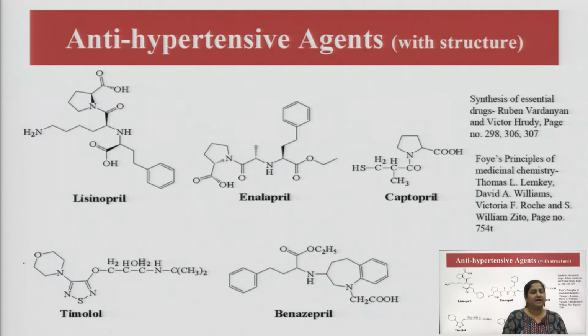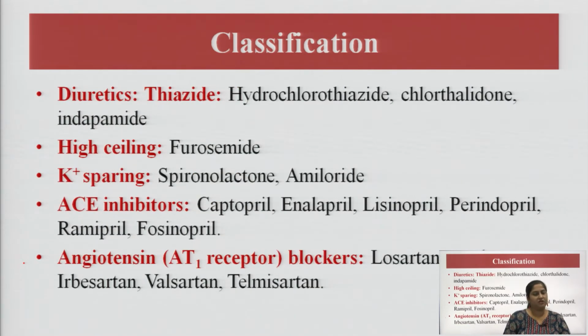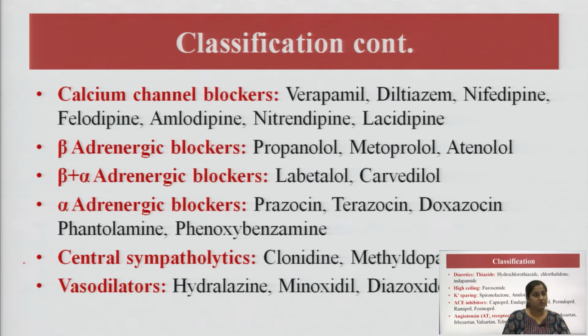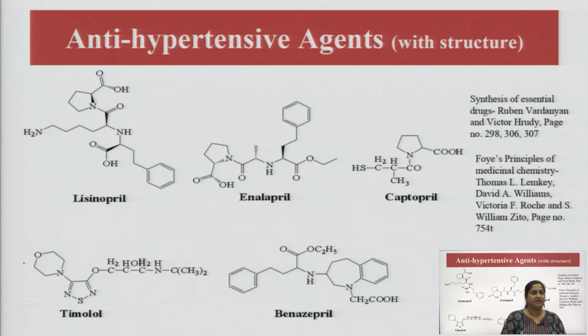And these are the antihypertensive agents. I have made the agents with the structure because we need to study the structures a lot. So, these are the agents which are given in our syllabus. So, we have to study the structures of these agents also. Earlier we studied the classification without the structure. So, after studying the classification we should know the structures of the agents of our interest. So, these are the antihypertensive drugs with the structures.